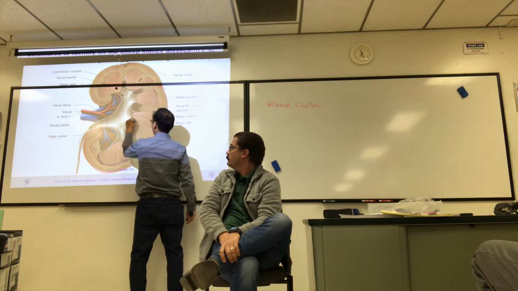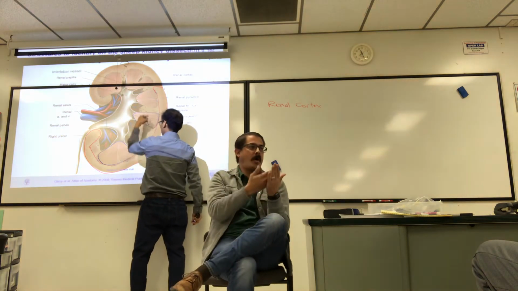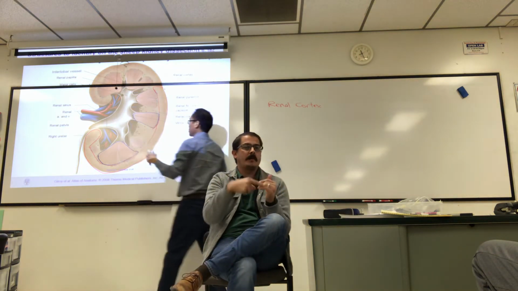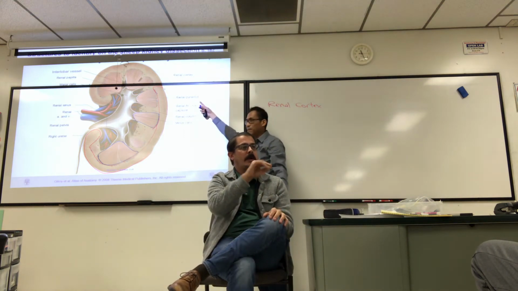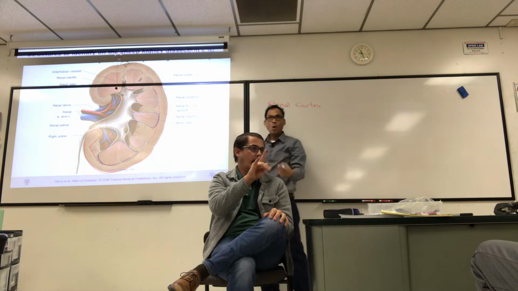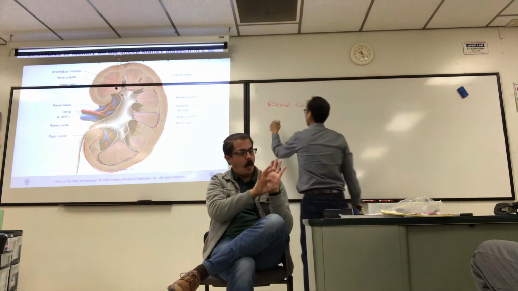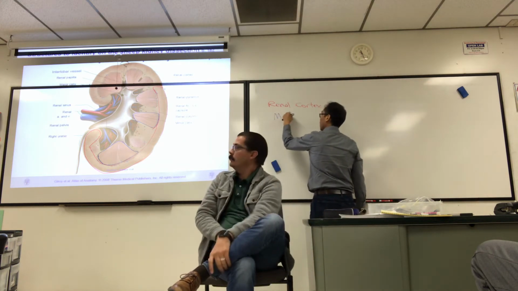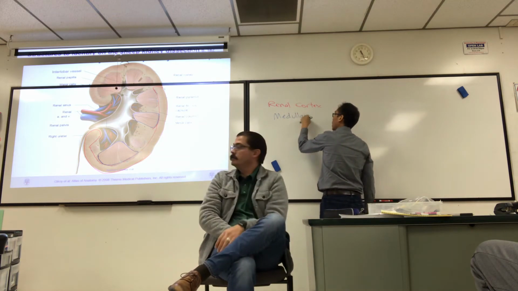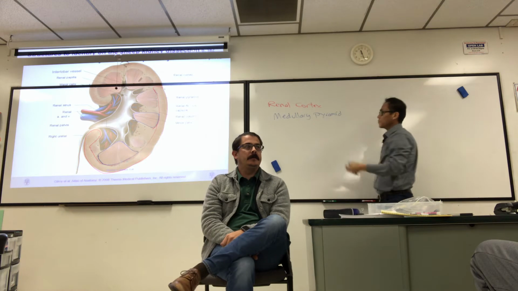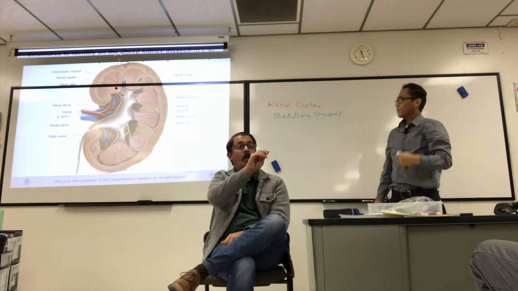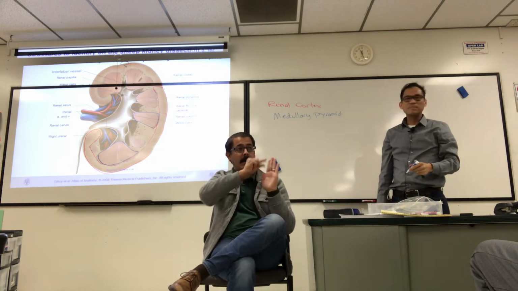Here's another one. I won't trace them all, but this is the thing I'm talking about. I tend to call them medullary pyramids. Here they call them renal pyramids, same thing. It's the inner lobe part. Medullary pyramid. Remember, in anatomy, cortex always means the outer part and medulla always means the inner part.